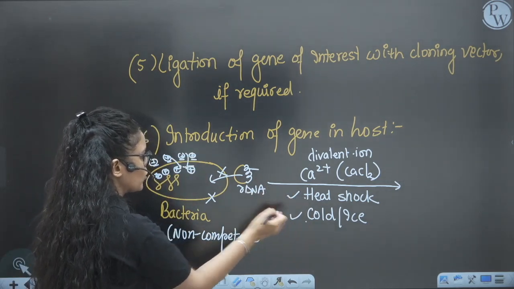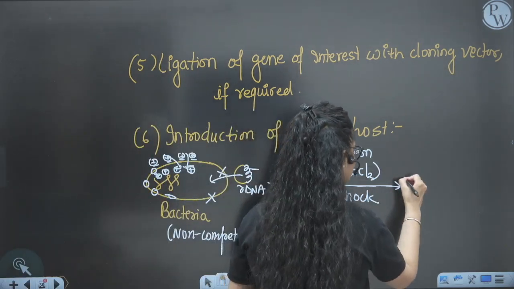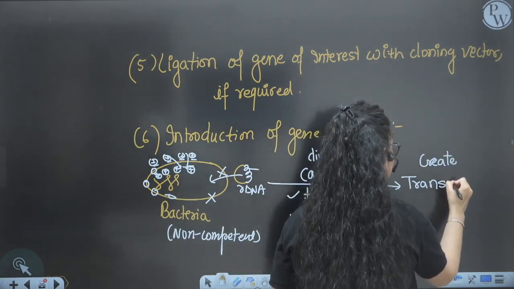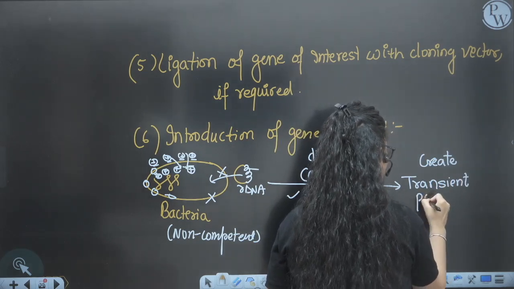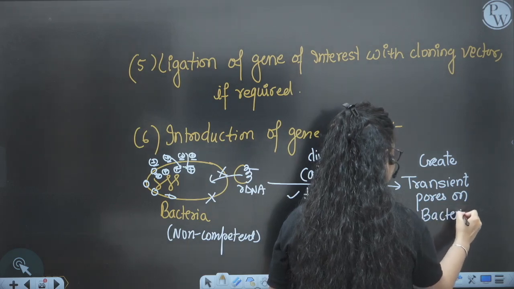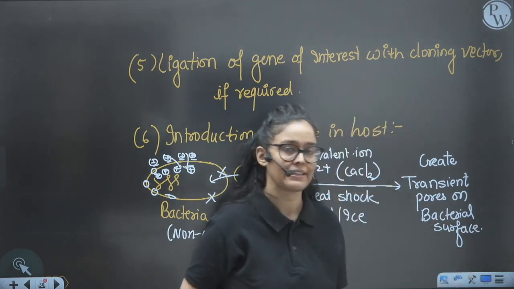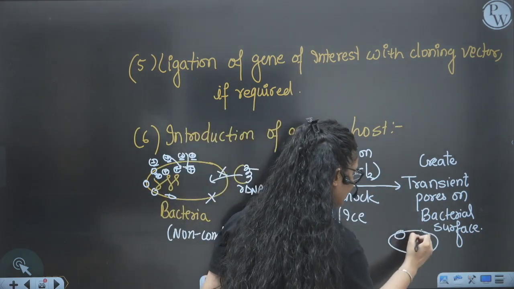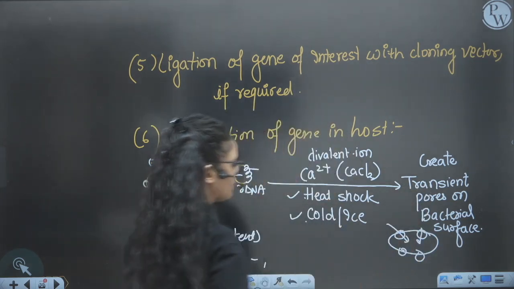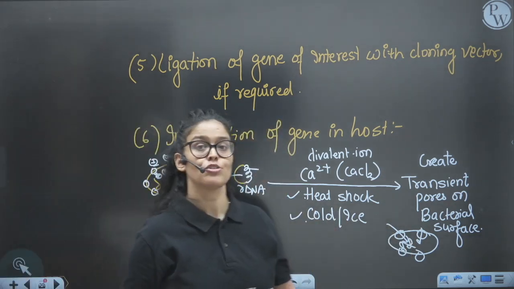And by heat and cold shock, what will happen? Pores will be created on the membrane, right? So this will create transient pores, means temporary pores, on the bacterial surface, so that it can take up our DNA, right? Transient means for a shorter time some pores are created to take up our DNA. So you have to remember, this is how we can make the host competent to take up our DNA.